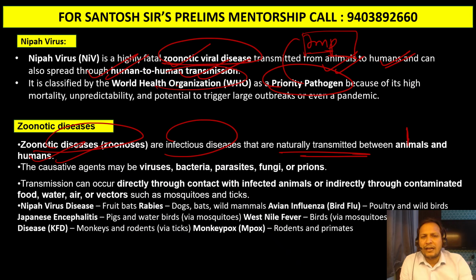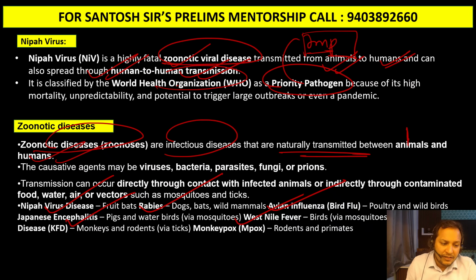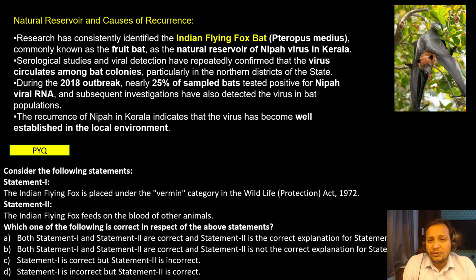Okay, so what are the examples of zoonotic diseases? You can see Nipah virus, then we have rabies, then avian influenza, then Japanese encephalitis, then West Nile fever, then monkeypox. So there are a lot of zoonotic diseases which are in the news, and I have a firm belief that in coming years there will be a question on zoonotic diseases. Okay, so let's proceed. Now they will ask you what is the reservoir of this virus.